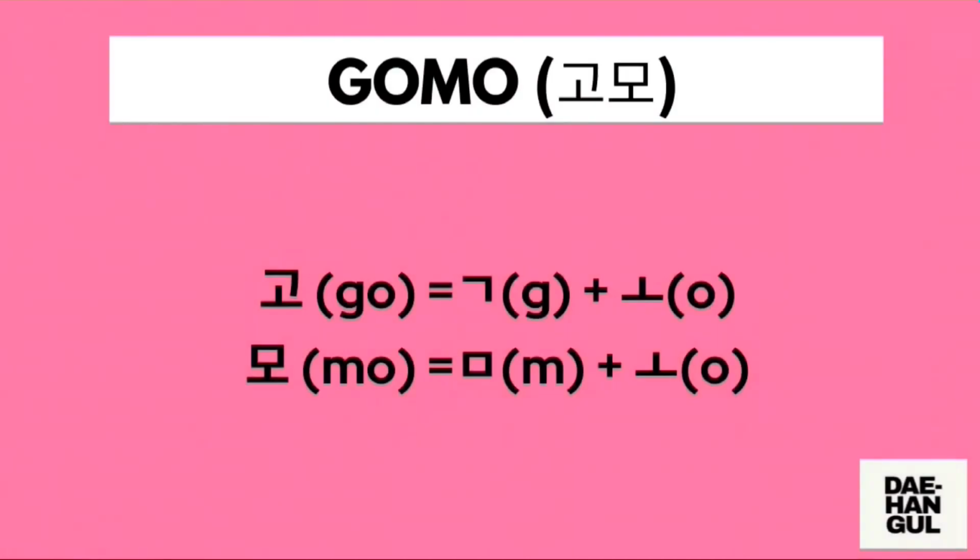How do we also write gomo in Hangul? Let's start with the first syllable go. First, we need to draw a giyeok character followed by the o character. And then for the second syllable mo, we need to draw first a mieum character followed by the o character.